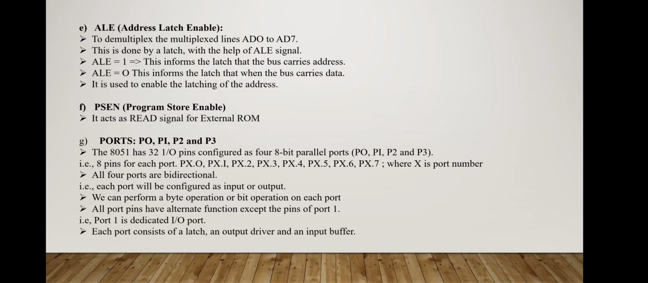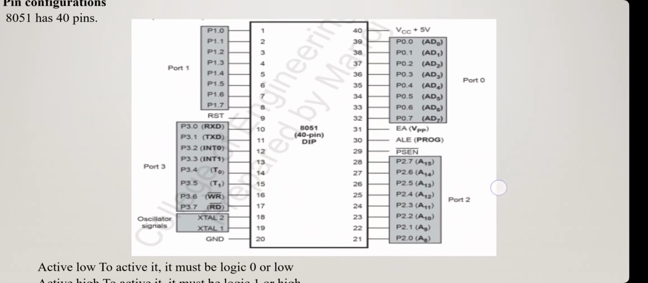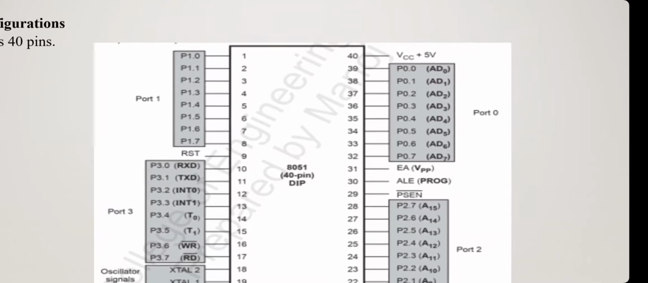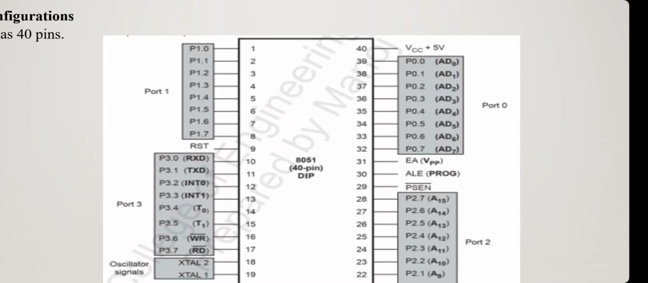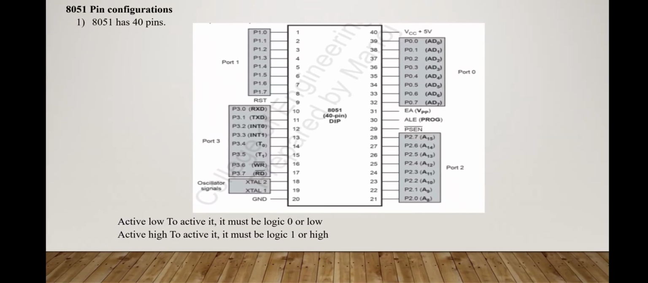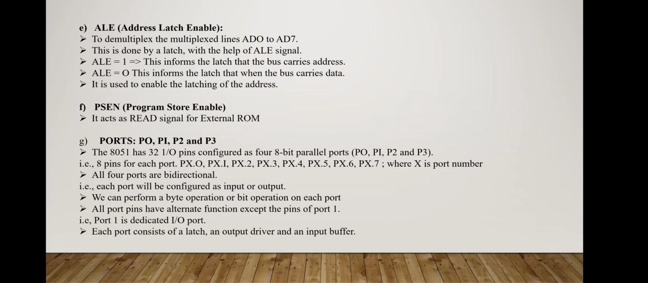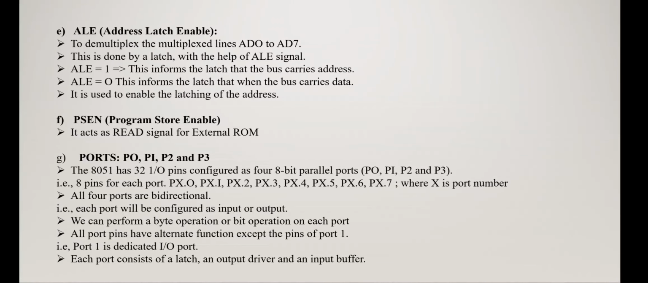Okay, then next, ALE, address latch enable. I have already discussed that ALE is used for selecting address and data bus. Here address and data bus are multiplexed together in port 0. Okay, so to demultiplex the multiplexed lines AD0 to AD7, we are using address latch enable. This is done by a latch with the help of the ALE signal.